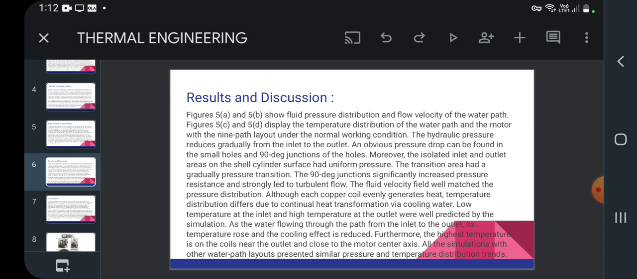The low temperature at the inlet and a high temperature at the outlet were predicted by the simulation. As water flows through the path from the inlet to the outlet, its temperature rises and the cooling effect reduces. Furthermore, the highest temperature is on one of the coils near the outlet and close to the motor center axis. All the simulations with other water path layouts presented similar pressure and temperature distribution trends.